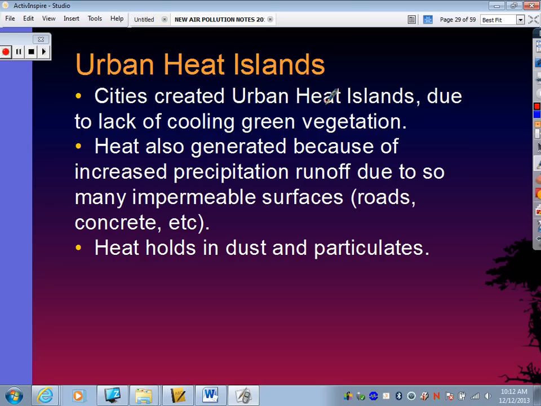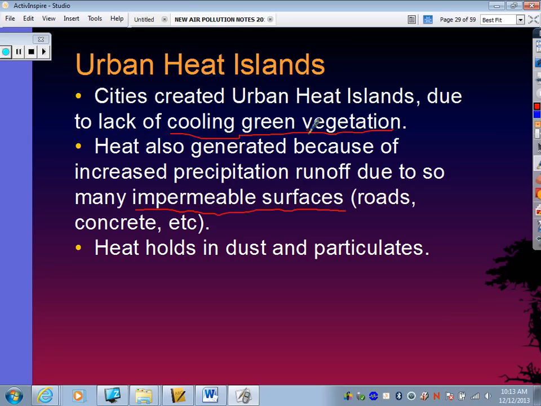So there's a couple of different reasons why it might be hotter in a city than it is in a vegetated area nearby. One of the reasons would be because of a lack of cooling green vegetation. Okay, so you're going to have less vegetation. You're going to have more black tops, more asphalt in the city. Also, you have more impermeable surfaces. Impermeable surfaces means that the water is not going to be able to permeate that surface. Okay, so like soil is very porous and permeable. Water can drain into it. With all these black tops and asphalt, the water runs off.